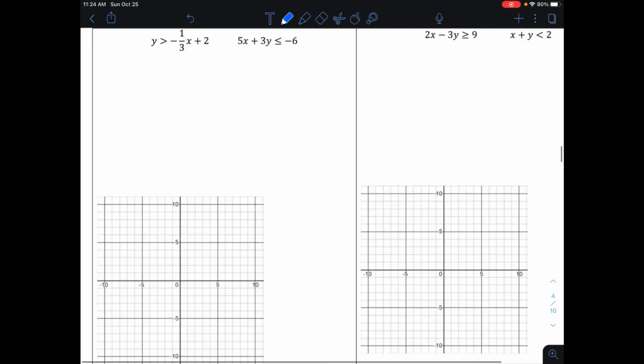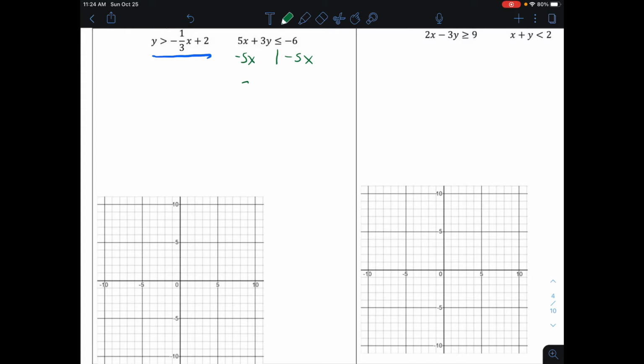Okay, well, now we're going to look at a system of linear inequalities again, like we did in the previous video, but this time they're not both going to be written in slope-intercept form. In this first problem on the left, the first one is in slope-intercept form, the second one is not. So I'm going to have to take my second equation and get it in slope-intercept form so that we can work to graph it. So I'm going to move that 5x to the other side.